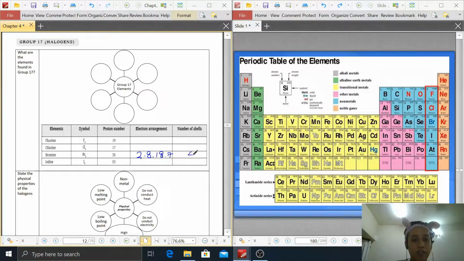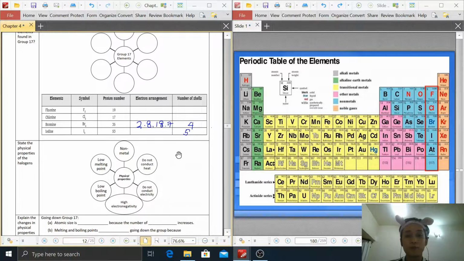The number of shells is 4, meaning that bromine is located in period 4. Let's check: 1, 2, 3, 4, period 4, and there it is, bromine. For iodine, it will be the same case, just that iodine is in period 5. So if you have 5 shells, when you write out the electron arrangement, please check whether the third and fourth shell should be 18 or 8 electrons. I believe there should be no problem there.